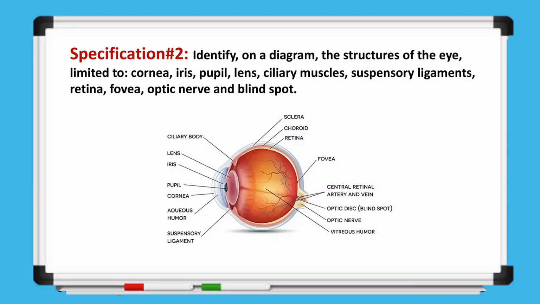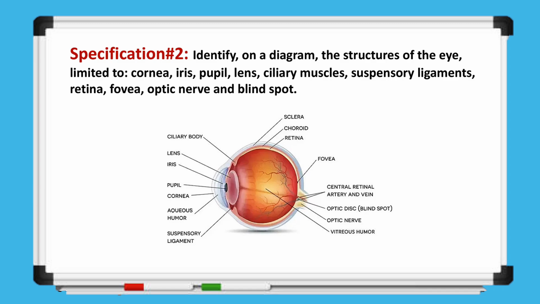Next, we move on to specification number 2, which asks us to identify, on a diagram, the structures of the eye, limited to cornea, iris, pupil, lens, ciliary muscles, suspensory ligaments, retina, fovea, optic nerve, and blind spot. Here, we focus on studying the structure of the human eye, including its key parts: the ciliary body, lens, iris, pupil, cornea, aqueous humor, suspensory ligaments, sclera, choroid, retina, fovea, central retinal artery and vein, optic disc or the blind spot, optic nerve, and vitreous humor.